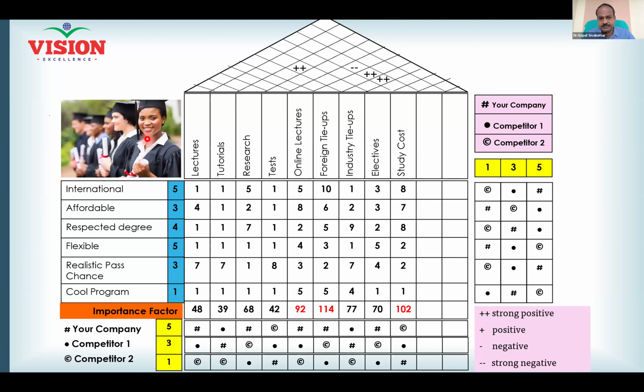Do you understand, all of you? If there are 2 options, realistic pass chance and the cool program, the customer prefers this one more than the cool program. The realistic pass is more important to the customer than having a cool program. So this is just helping us to understand the order. Clear? Done. So now we move on to CTQ.